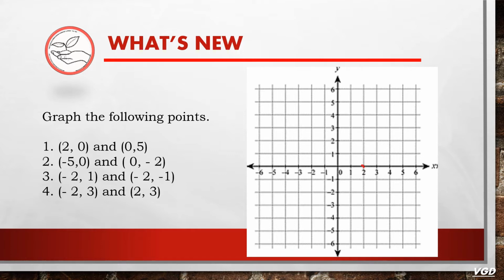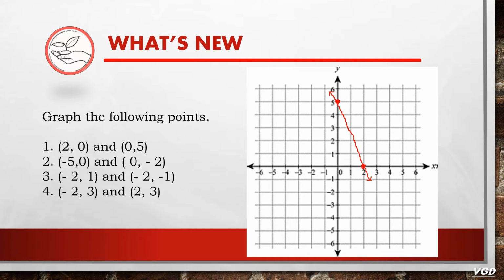Then the next point is (0, 5). We have no value on the x-axis, so we stay on the y-axis. Since it's positive, we're going up, and it is here at 5. The next thing that we are going to do is to connect them. So we will be able to have that line. So that is for number 1.